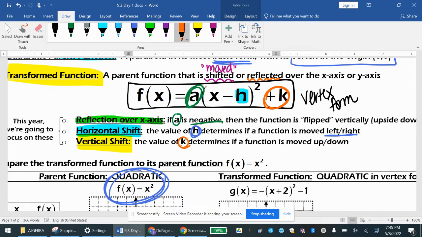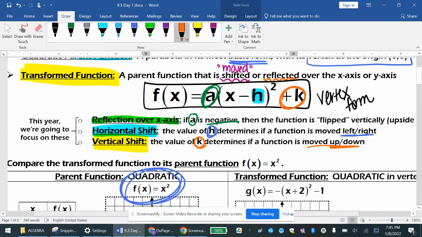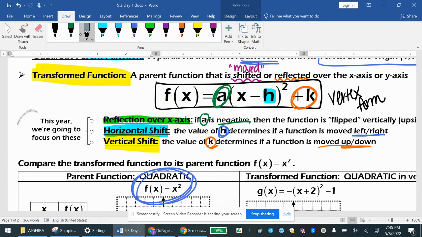And K, the value of K represents when the parabola moves up or down. So we're going to focus on these three things, okay? So este año nos vamos a enfocar en estas tres cosas. Cuando una parábola, when a parabola is reflected over the x-axis, so cuando vean que una parábola se abre hacia abajo, significa que se reflejó sobre la línea de X. So if it's reflected over the x-axis, it's going to be opening down.